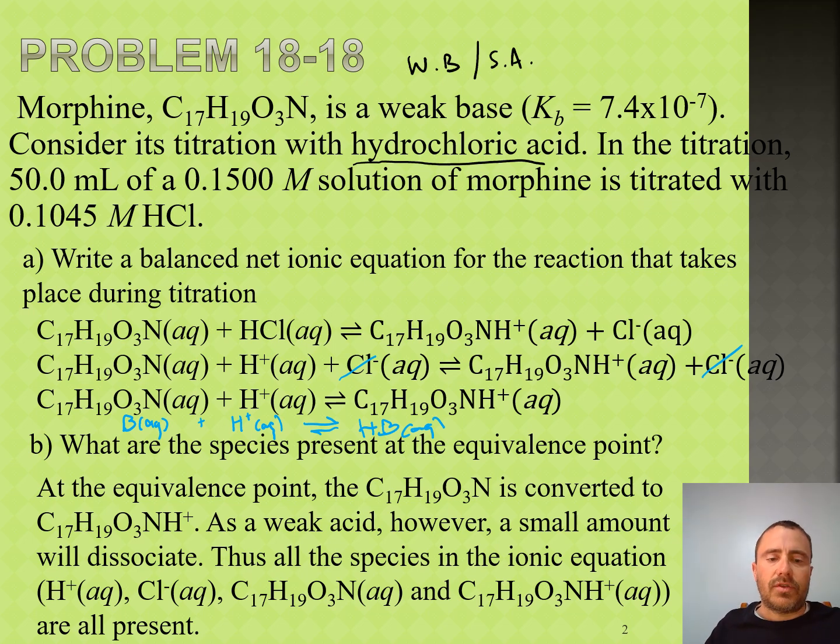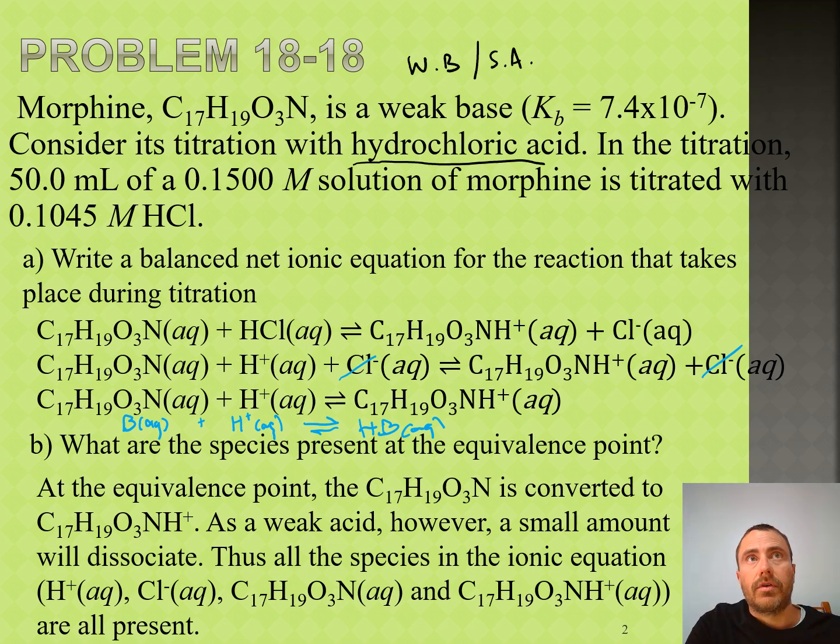is going to be in equilibrium with its conjugate acid, HB, which is what this is. Now it asks, what species are present at the equivalence point? This can be a little bit difficult, and we're going to see it as we do the math a little bit later on for calculating stuff at the equivalence point. But just reading through what it says there, it says that at the equivalence point, our morphine is converted to its conjugate acid.